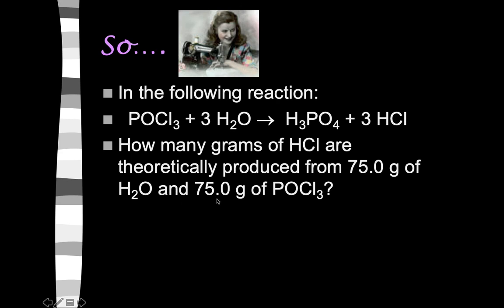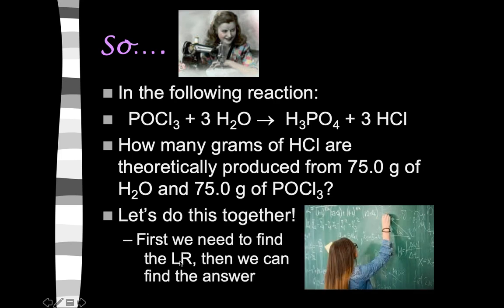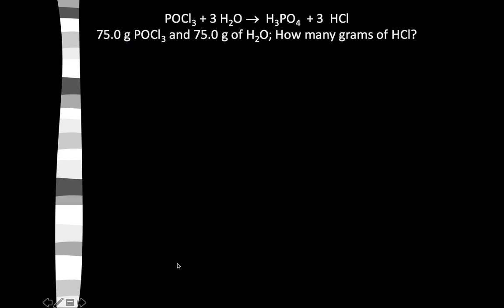Okay, so we recognize, wait a second, this is an LR problem because I have two givens. And if I'm trying to figure out how much HCl can be made, I've got to figure out which one of these runs out first and stops the reaction. So this is an LR problem. We're going to do this together. First, we'll figure out LR, and then we will figure out this answer, how many grams of HCl, and then I will put in the new topic for today. So the nice thing is we got some natural review built into today's new topic. So let's do this. Here's the balanced equation, here's my two givens, and then here's the question. How many grams of HCl?